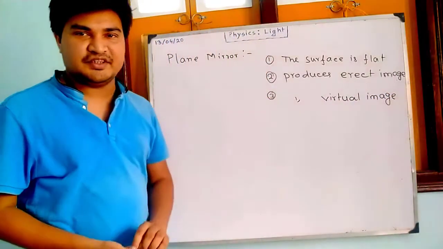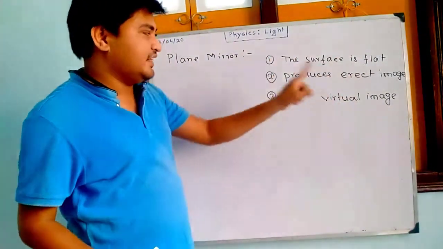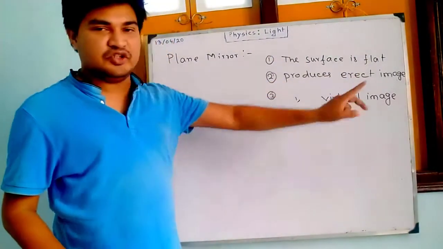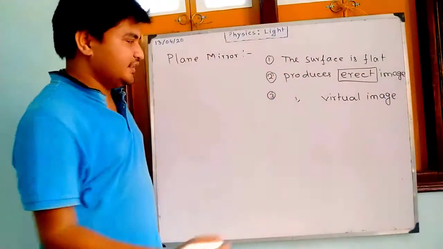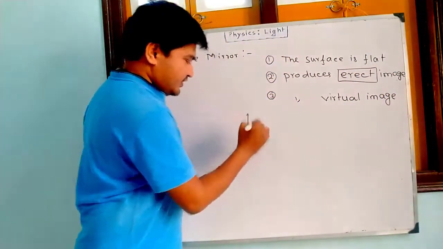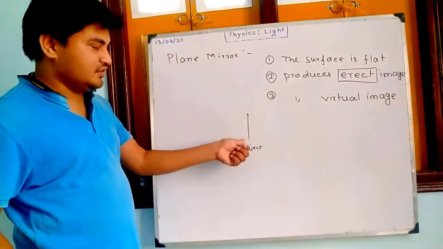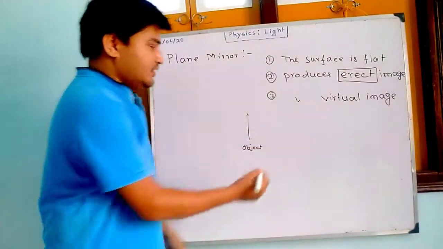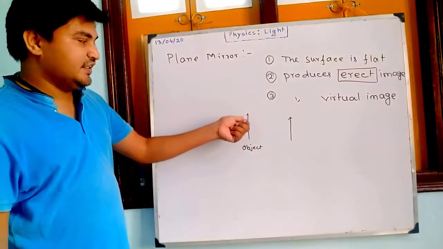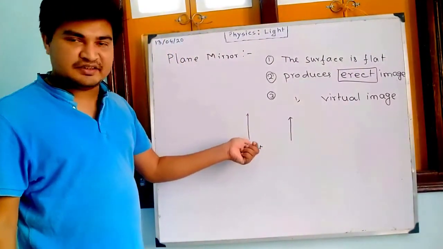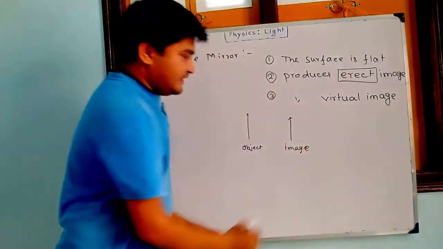These are the three common factors of a plane reflecting surface. The surface of the mirror is flat and it always produces an erect and virtual image. So, what do you mean by erect? Erect means if this is the object, this is the top side and this is the bottom side. If the image looks similar to the object, that is the head is at the top and the head is also at the top in the image, then this is called an erect image.